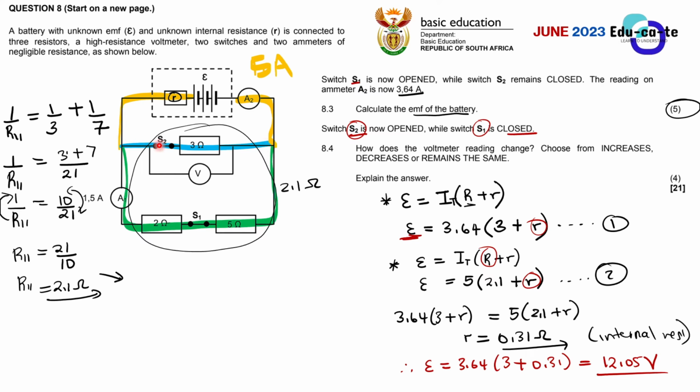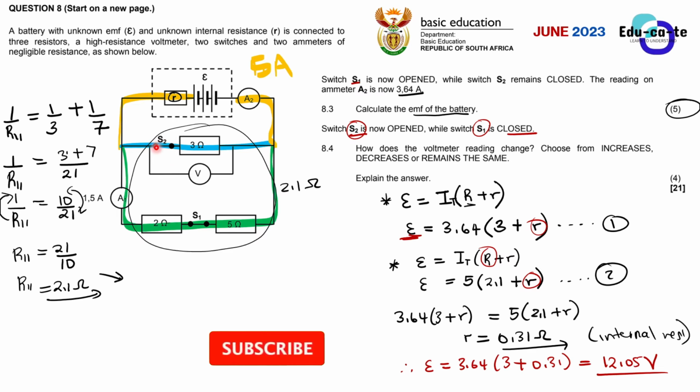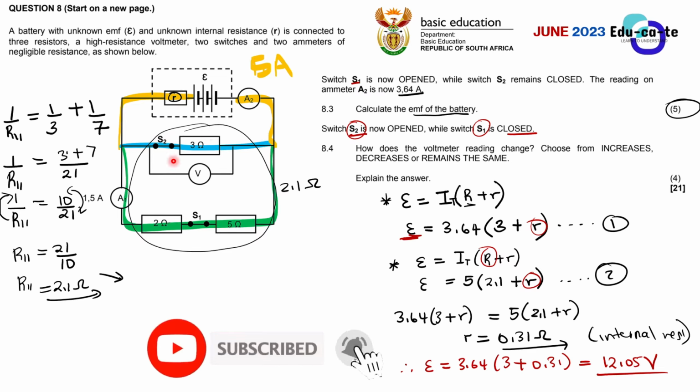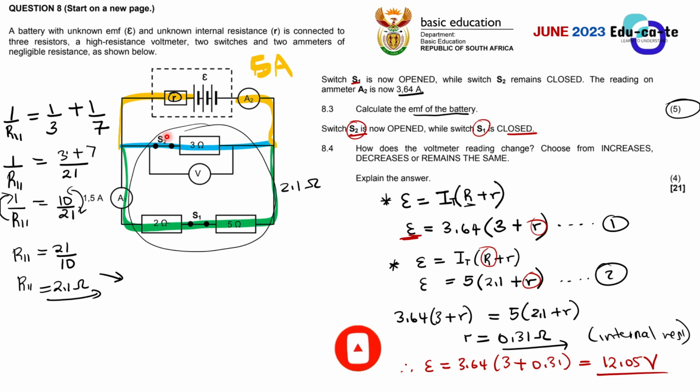So the moment I'm opening it, it means that there is no current that will flow through the 3 ohms resistor. In other words, it simply means that I'm removing the 3 ohms resistor. Opening the switch simply means I'm removing the resistor that is connected to it. The moment I open switch S2, there won't be any blue current flowing through this 3 ohms resistor. So the only resistors that I'll be having are 2 ohms and 5 ohms.